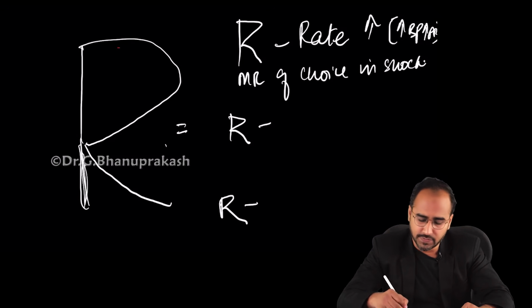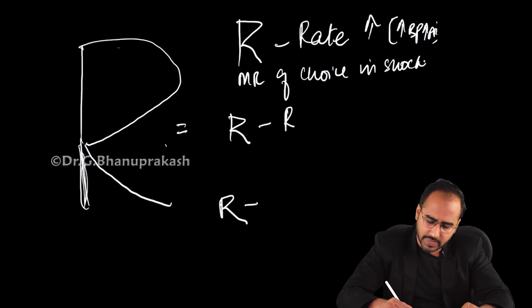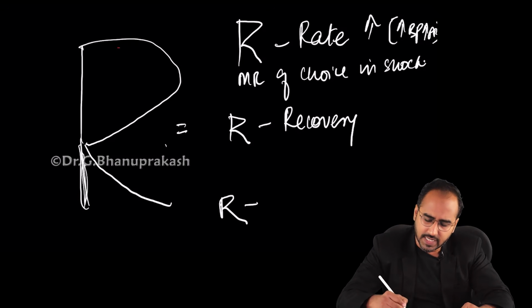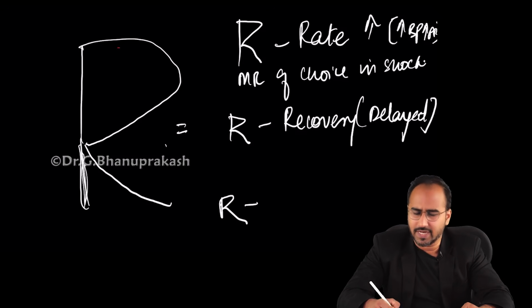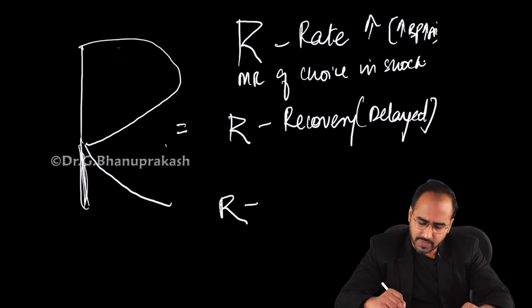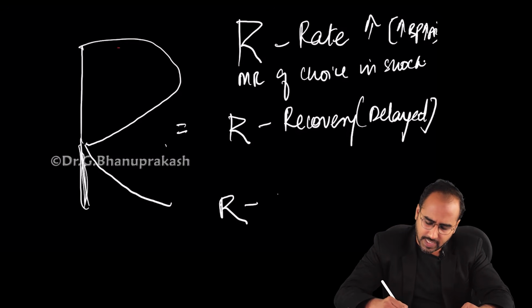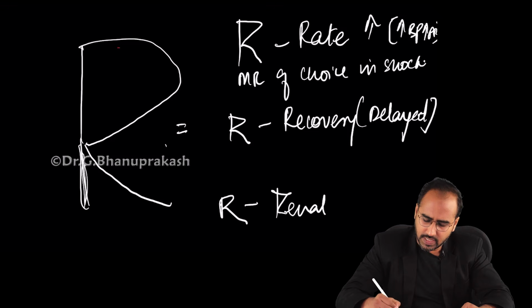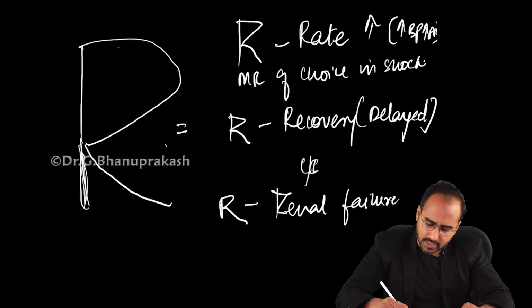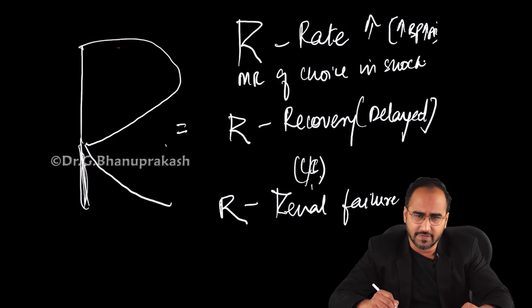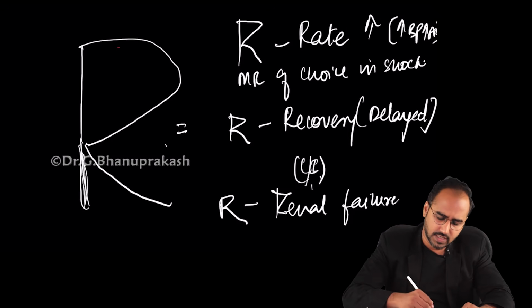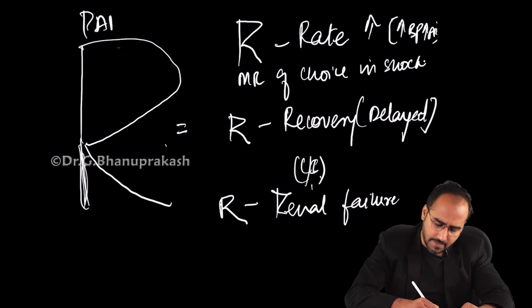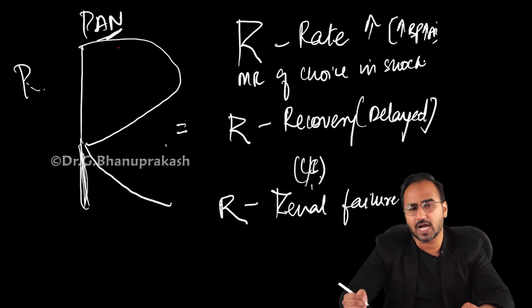Second R of Pancuronium is recovery. How is the recovery with Pancuronium? Delayed recovery. As it is having long duration, the patient might have delayed recovery. The third R of Pancuronium is renal failure. Pancuronium is contraindicated in renal failure. Why? Because it is having renal excretion. 3 R's of what, guys? Pancuronium. Triple R should be the answer.